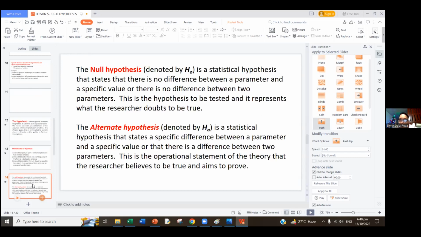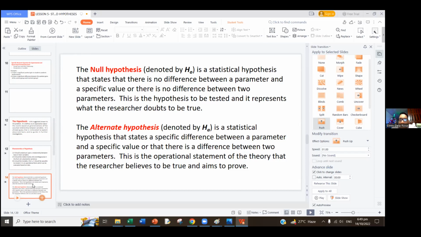So there are two types of hypotheses, but we usually use the first one, the null, in research. The second one is the opposite, which is the alternate hypothesis. So the null hypothesis denoted by H sub O is a statistical hypothesis that states that there's no difference between a parameter and a specific value, or there's no difference between two parameters.